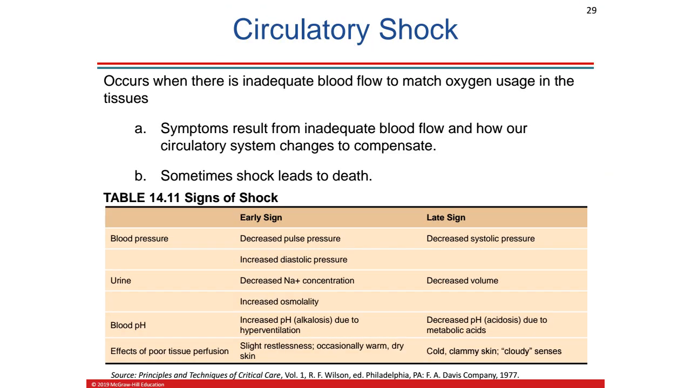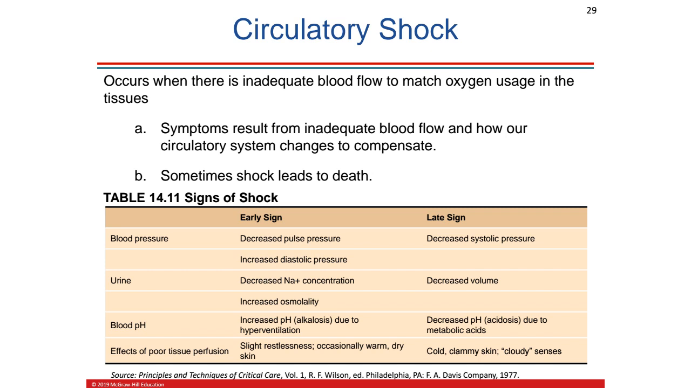We're next going to explore the topic of circulatory shock. Circulatory shock occurs when there's inadequate blood flow to match oxygen usage in tissues. Some of the symptoms result from inadequate blood flow and from changes in our circulatory system that compensate for this inadequate blood flow. It's quite serious, so sometimes shock actually leads to death.